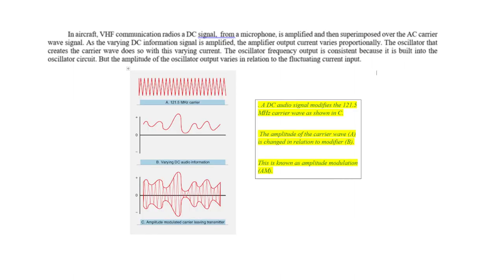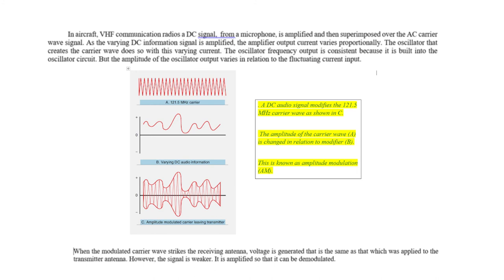A DC audio signal modifies the 121.5 MHz carrier wave as shown in C. The amplitude of the carrier wave A is changed in relation to modifier B. This is known as amplitude modulation, AM.